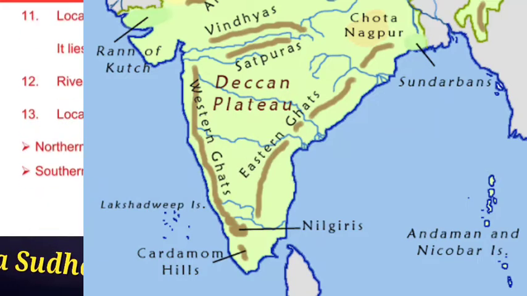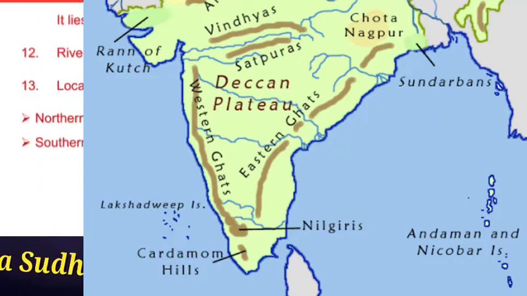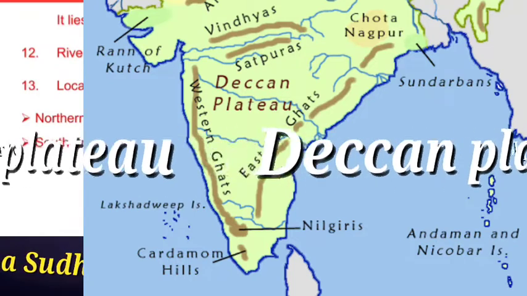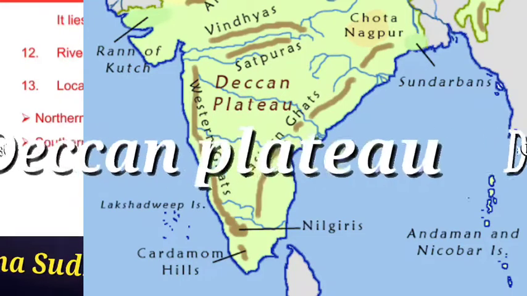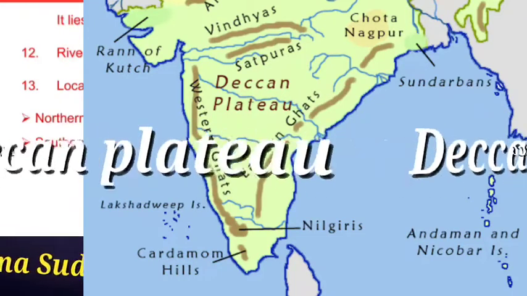Location of the Deccan Plateau. The northern boundary of the Deccan Plateau is the Satpura Mountains. The southern boundary of the Deccan Plateau is the Nilgiri Mountains.